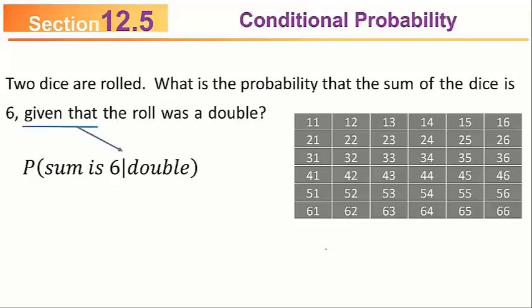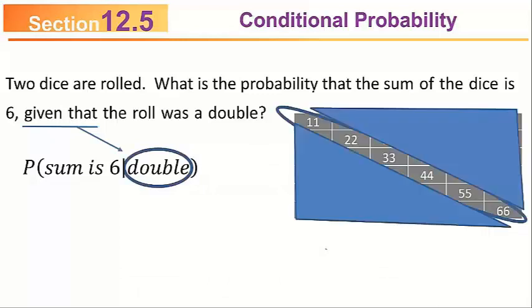So the probability that the sum is 6 given that the roll was a double. Well, if we know the roll is a double, we know that's already occurred, we can get rid of everything but the doubles. Well, the doubles are 1,1, 2,2, 3,3, 4,4, 5,5, 6,6. So all of a sudden that 36 member sample space reduced down to 6 because we know that it was a double. So we'll be dividing by 6.